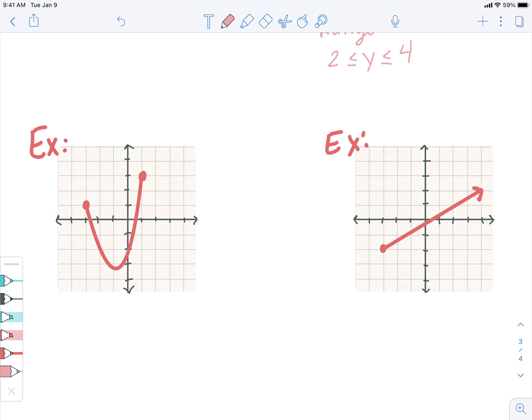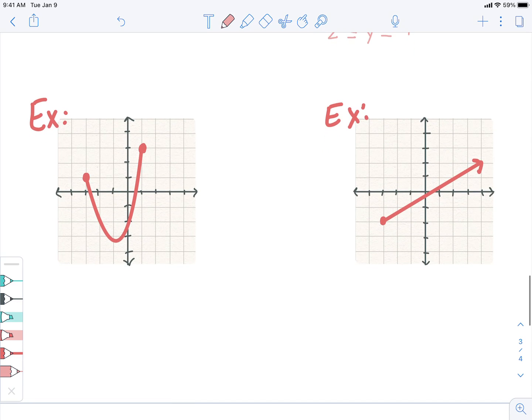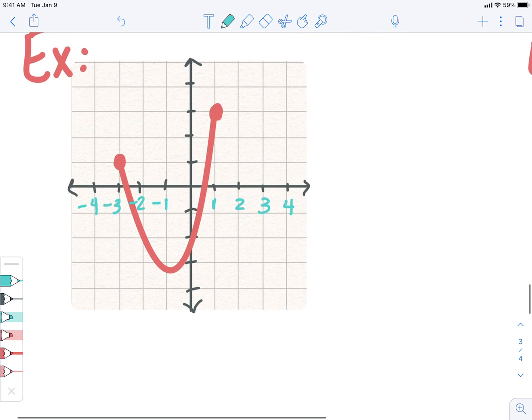So if we look at this next one, this curve that they're giving us, I still want to look at my first x value and my last x value. They also just use the entire coordinate grid. So remember, this is 1, 2, 3, 4. This is -1, -2, -3, -4. I can zoom in so you can see it better.